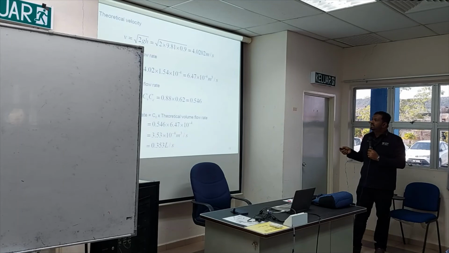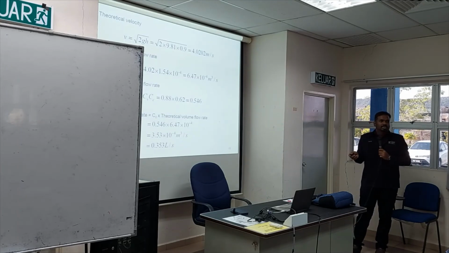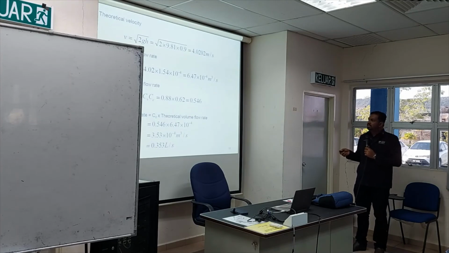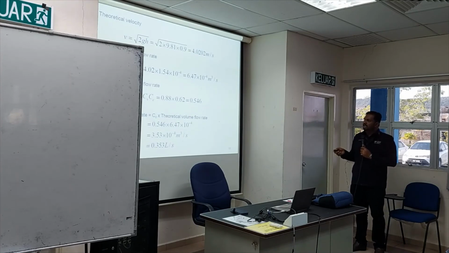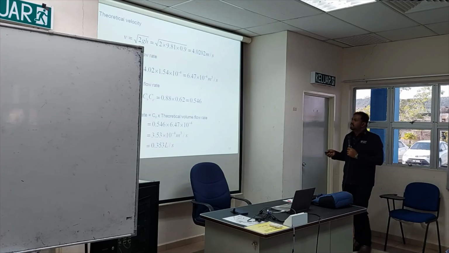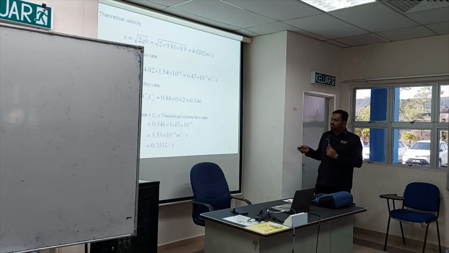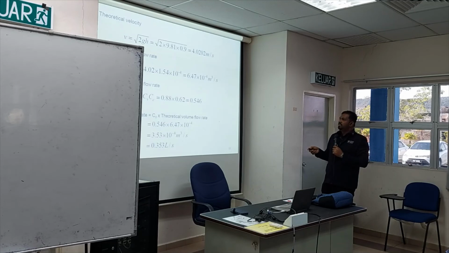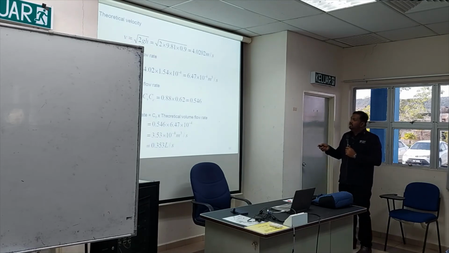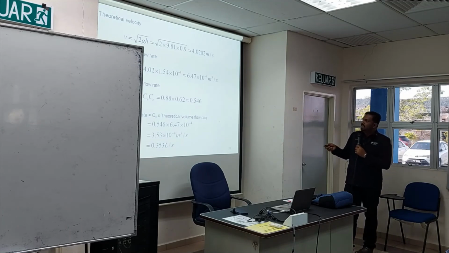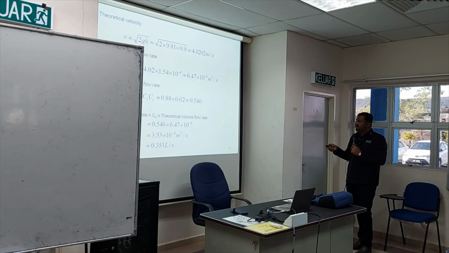Okay, bawa highlighter. Try to highlight all this formula. The theoretical volume flow rate, Q equals VA0. This is the formula from earlier. In the previous slide, you already got the theoretical velocity V, and the area of the orifice you already calculated. Based on this, you can get the theoretical volume flow rate Q equals 6.47 times 10 to the power of negative 4.